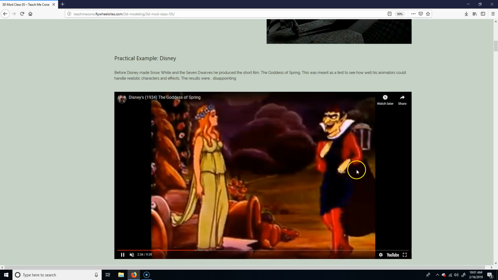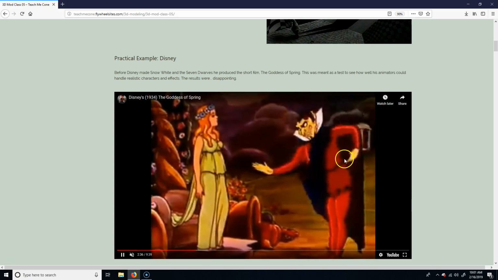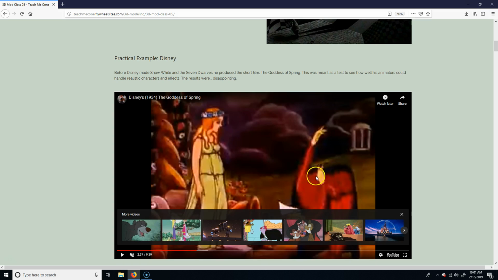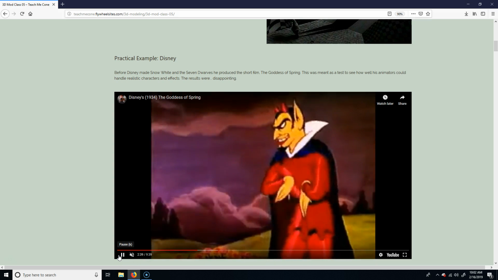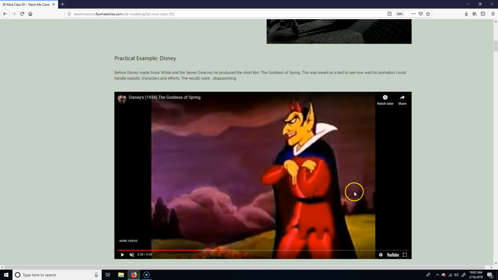Watch as this guy bends over to bow. He bends in a way that's not even physically possible. He would fall over besides his back being broken, and it just doesn't make any sense. So anyways, he saw this and he's like, wow, we are absolutely terrible at doing animation. And he wasn't very happy.